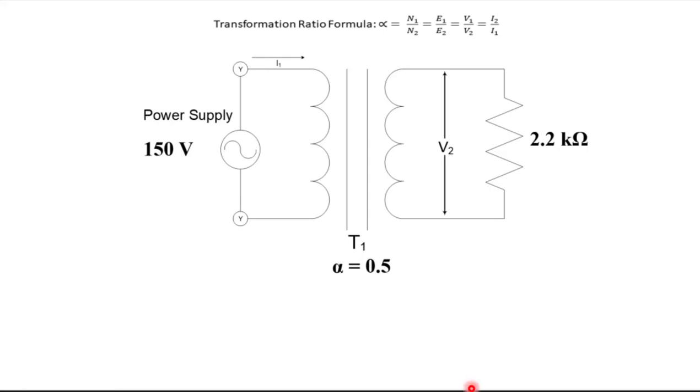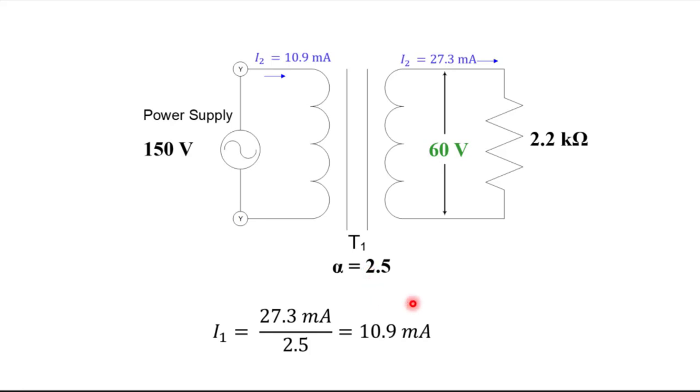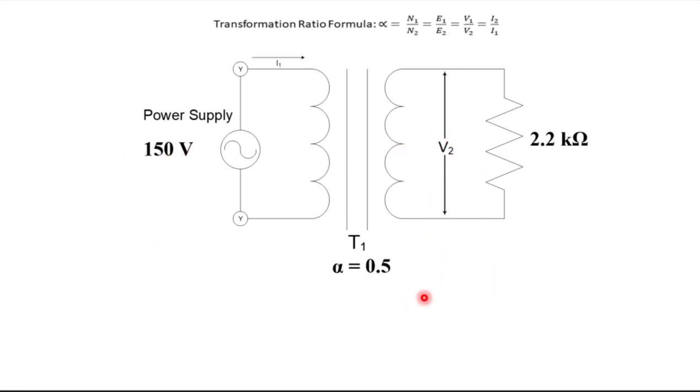In this case, I have a transformation ratio of 0.5. That means that there's more on this side than the other. So back here, we saw that we had a step-down transformer. This is going to be a step-up transformer because this number is less than 1. It means there's more windings on the bottom than on the top.